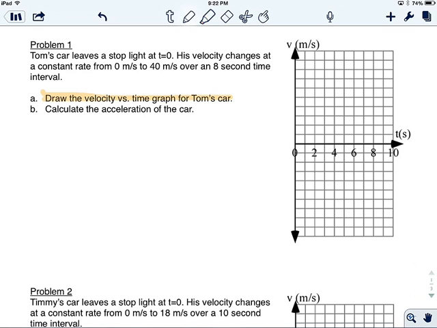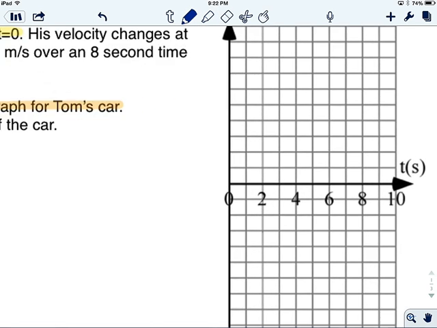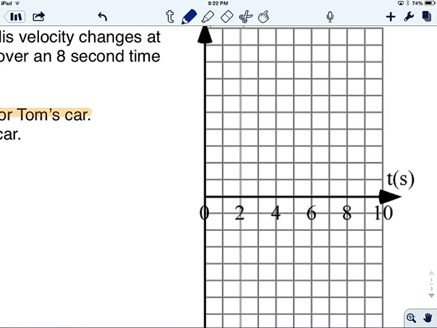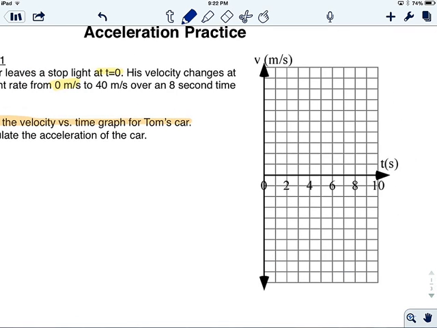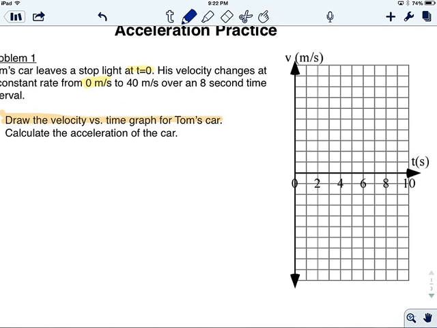I'm just going to grab my pencil tool here and let's look at the important stuff. So I know one thing. Tom's car starts moving at t equals 0. And when t is 0, I know that his velocity is 0 meters per second. So that's where it starts off, when t is 0. We need to label this. I've got my time axis labeled, but I don't have my velocity axis labeled yet.